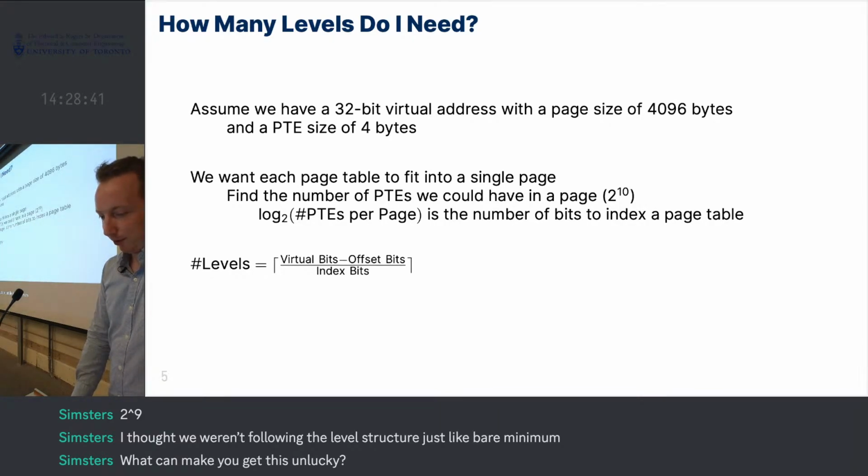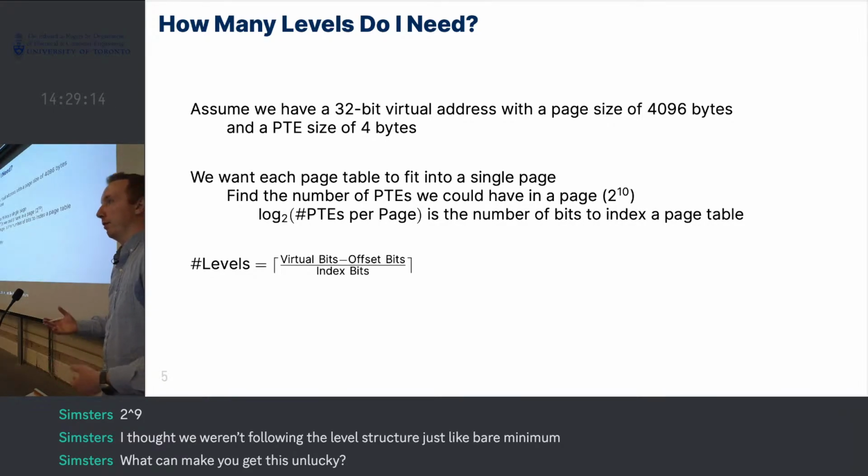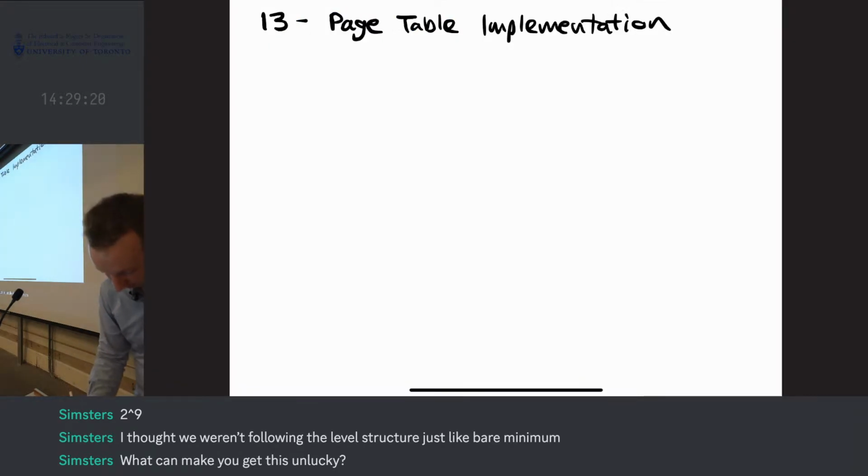So 32-bit CPUs, ye old ancient hardware, back when we didn't have gigabytes of memory. This is what the system actually looked like. You had 32-bit virtual addresses, and your page size was the same thing we use today, 4096. But the page table entry size was only 4 bytes, because the physical addresses were also 32 bits. So it doesn't need that much room for the page table entry. On this system, we want to figure out how many levels of page tables I need.